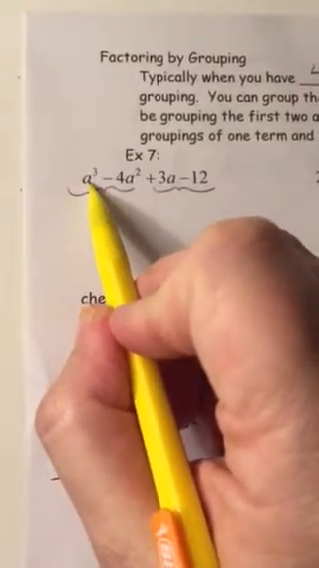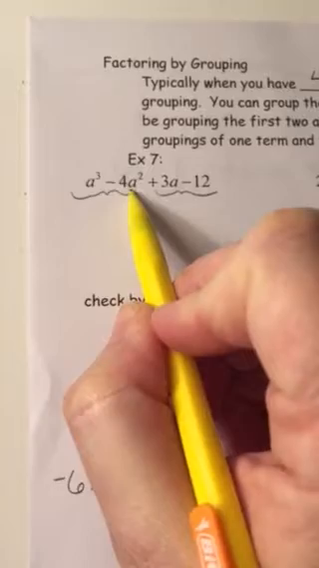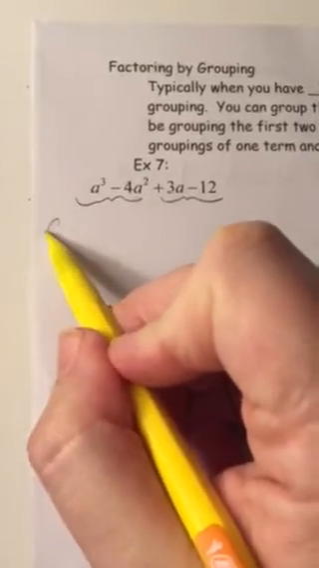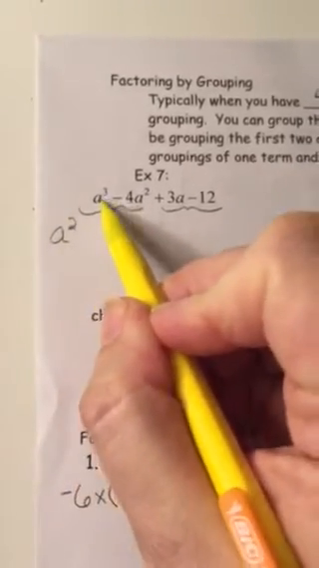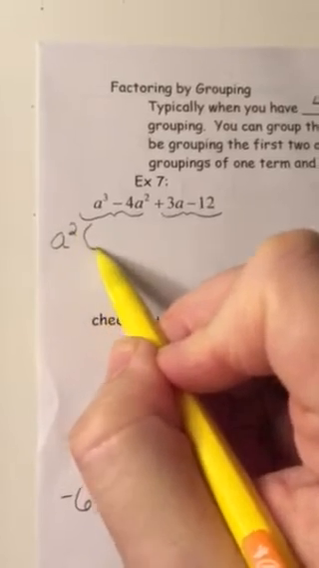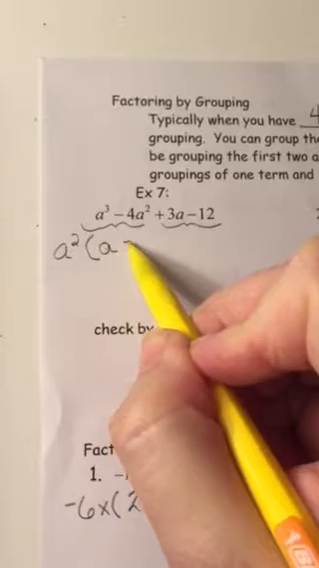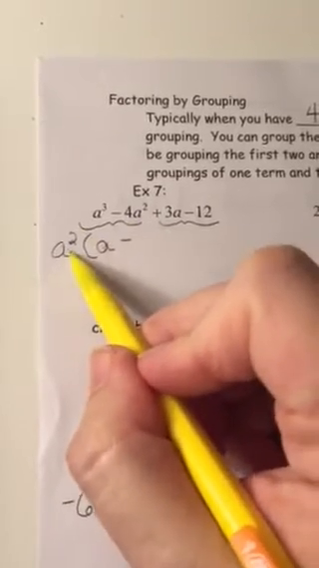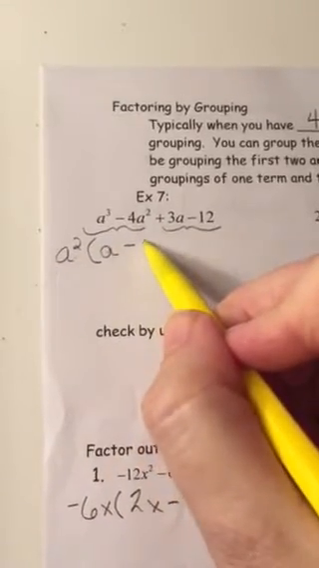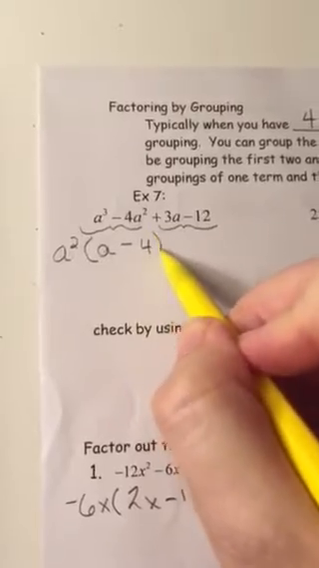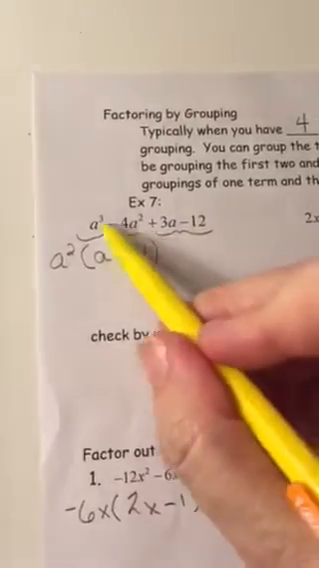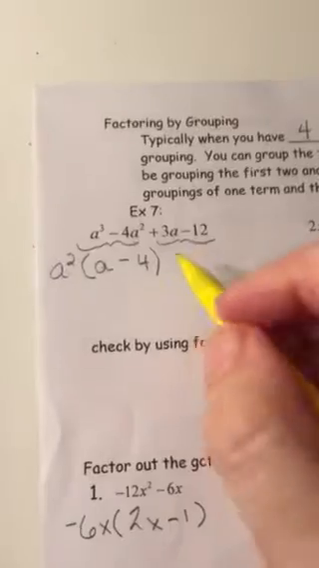So between a cubed and a 4a squared, they have an a squared in common. And I'm only worried about these 2 terms right now. So a cubed divided by a squared is an a. Bring down your minus sign. 4a squared divided by a squared, your a squareds cancel and you have a minus 4. Now, I'm not concerned about these 2, only the last 2 right now.